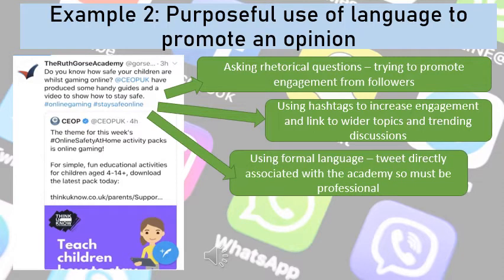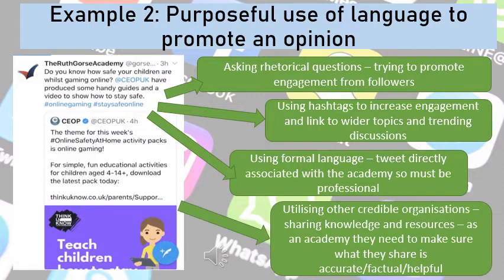This tweet is a lot more formal than the tweet we saw by Piers Morgan. Because the tweet is directly associated with the Academy, it must be professional and therefore must use formal language. Also, the Ruth Gore Academy here has decided on purpose to link and use other credible organisations. This is sharing knowledge and resources and making sure that what the Academy shares is accurate, factual and helpful. Again, this tweet is using language on purpose to create the reaction and the impact that they want.